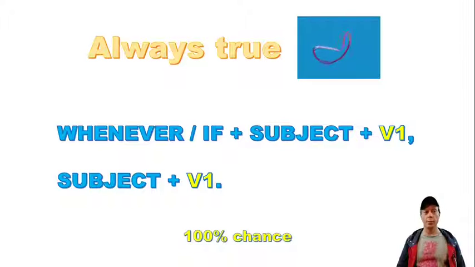Subject with the present simple, that's the cause, and the effect is subject and present simple. Notice there is no modal in the zero conditional, and there is a 100% chance that the cause and the effect is going to happen. Okay, if you heat water to 100 degrees Celsius, there is a 100% chance on planet Earth that the water will boil. That's the nature of water and heat on Earth.